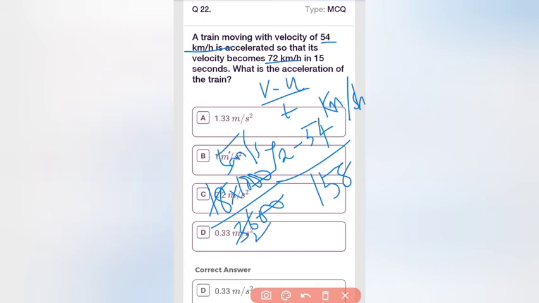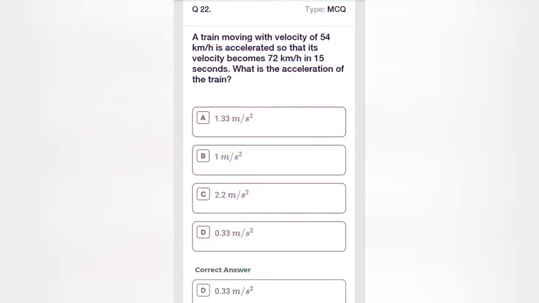So 5 meter per second divided by 15. 5 divided by 15, that's going to be 1 divided by 3. So 1 divided by 3 means 0.33 meter per second square. Option D is the correct answer.